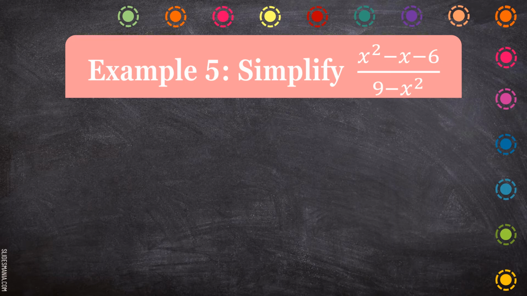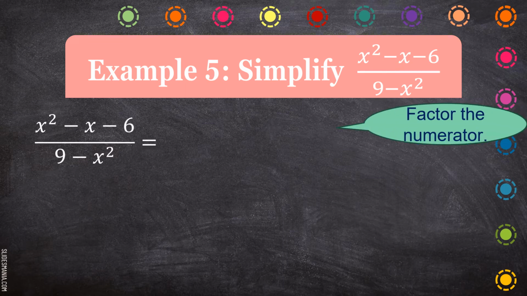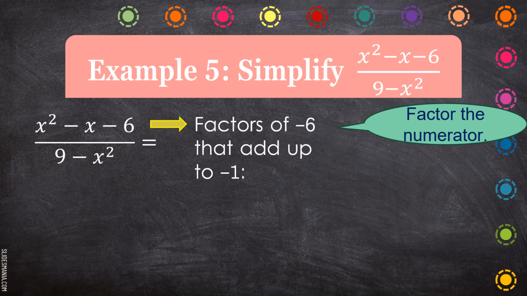Last example, simplify x squared minus x minus 6 all over 9 minus x squared. Again, to simplify, we have to first factor the numerator. So, the numerator is a quadratic trinomial where a is equal to 1. So, therefore, we have to find factors of c which add up to b. So, c is negative 6 and b is negative 1.